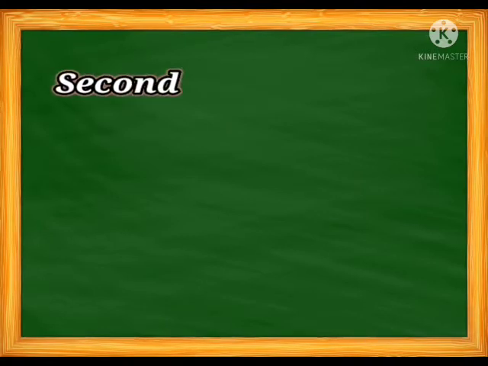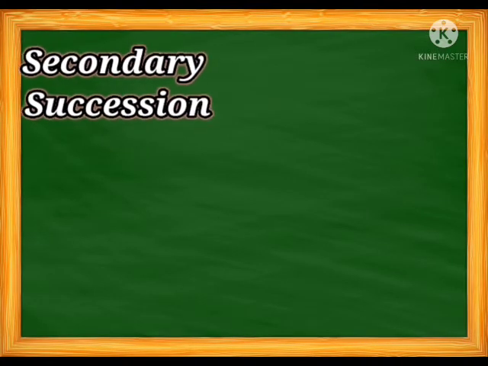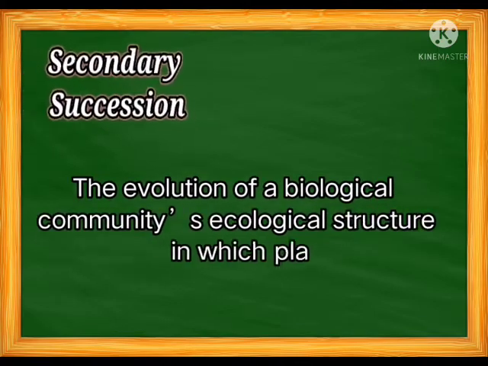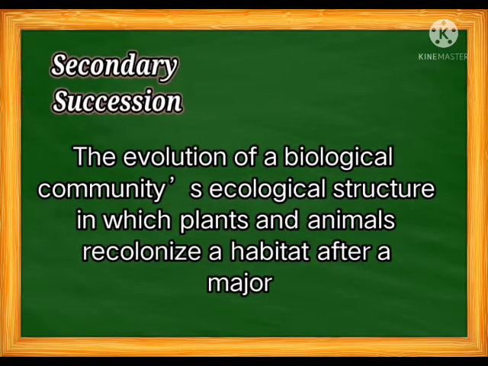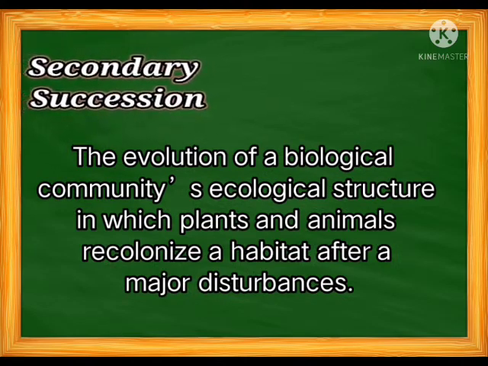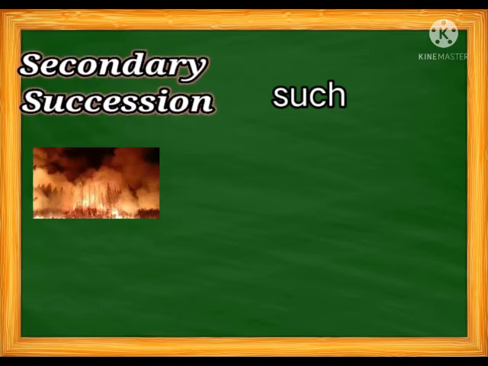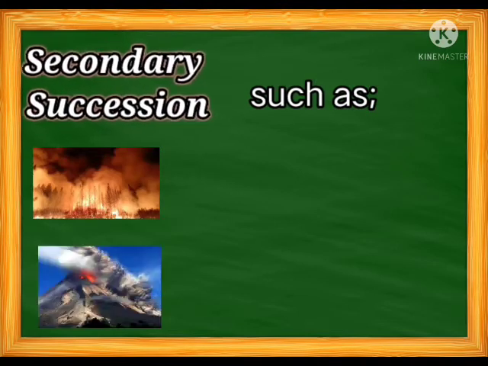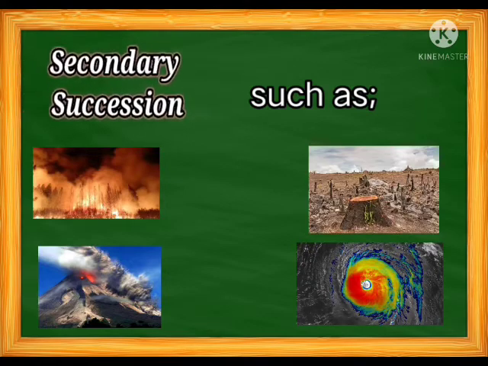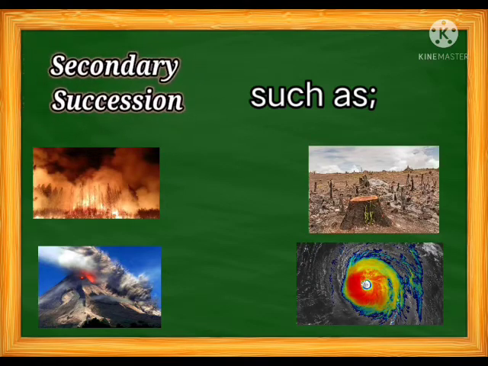Next is secondary succession. The evolution of biological communities' ecological structure in which plants and animals recolonize a habitat after a major disturbance, such as wildfire, volcanic eruption, hurricane, human activity, deforestation, and tornado.